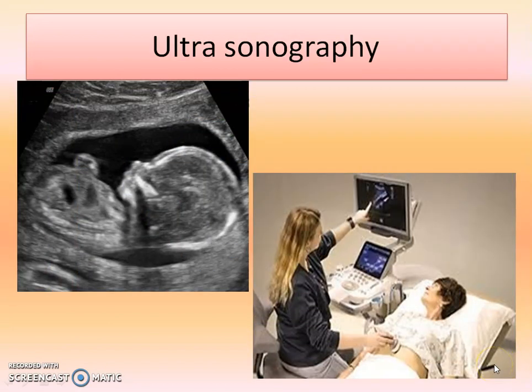The next one is ultrasonography. Sound waves can be used to visualize body structures such as tendons, muscles, joints, vessels, and internal organs. It's most often used to examine unborn babies, as in the image shown here. The person who does this is known as a sonographer or ultrasonographer. This is the machine which is used, and the image is produced on this computer.